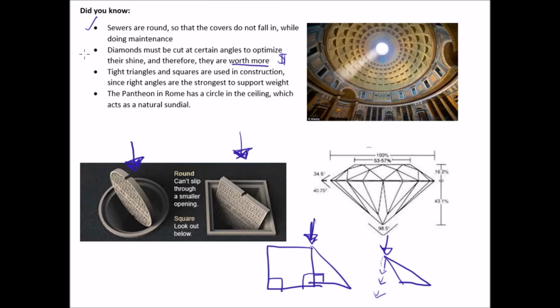And one last one in our community, the Pantheon in Rome. This has like a circle opening, and if you can see this light shine in here, what it acts like is a natural sundial. So it's pretty interesting. So we can see geometry so much in our everyday lives, and even like the construction architecture from the past.